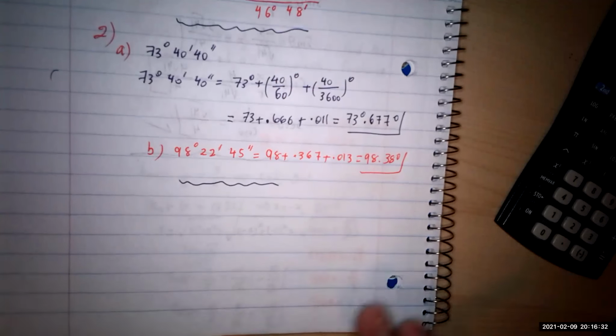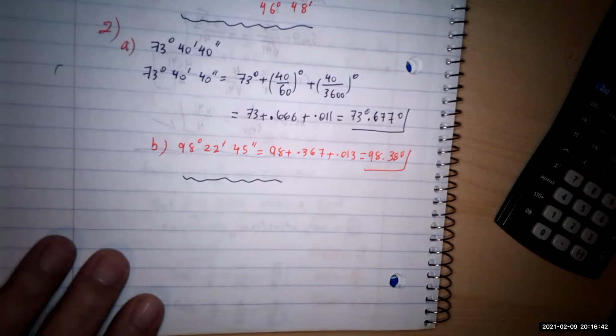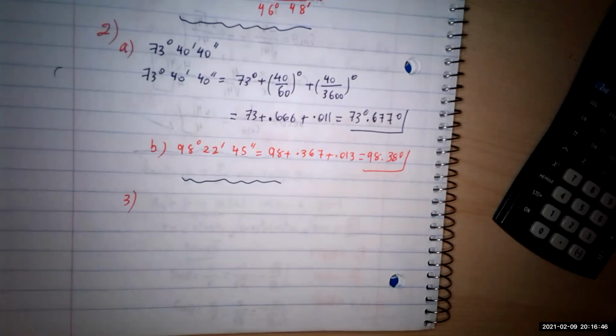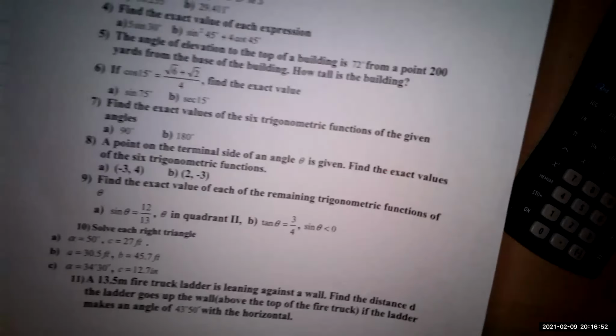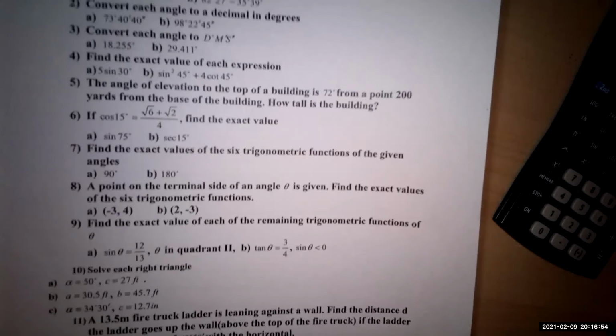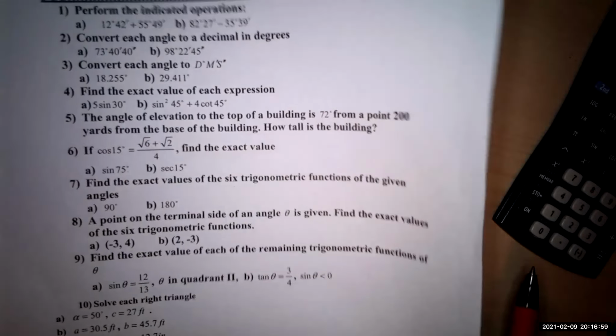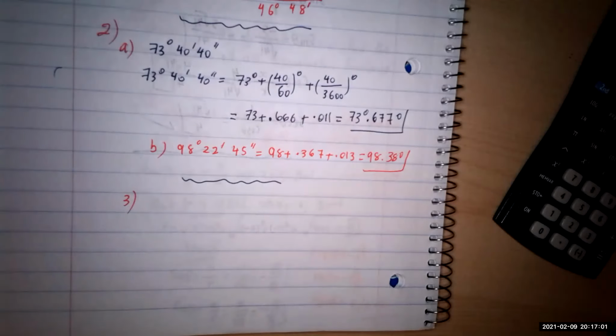So the degrees, minutes, and seconds are given, and we change it to decimals. That's number 2. Ready for number 3? They are easy. We can take care of this quickly. It's the other way around. The decimal form is given. This is number 3. The decimal is given to you and you want to change it.